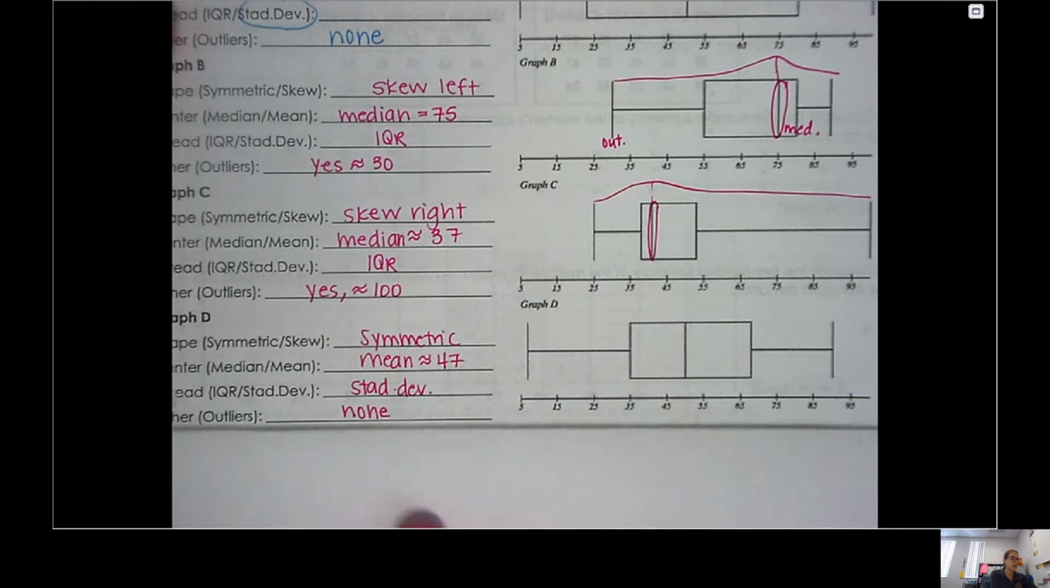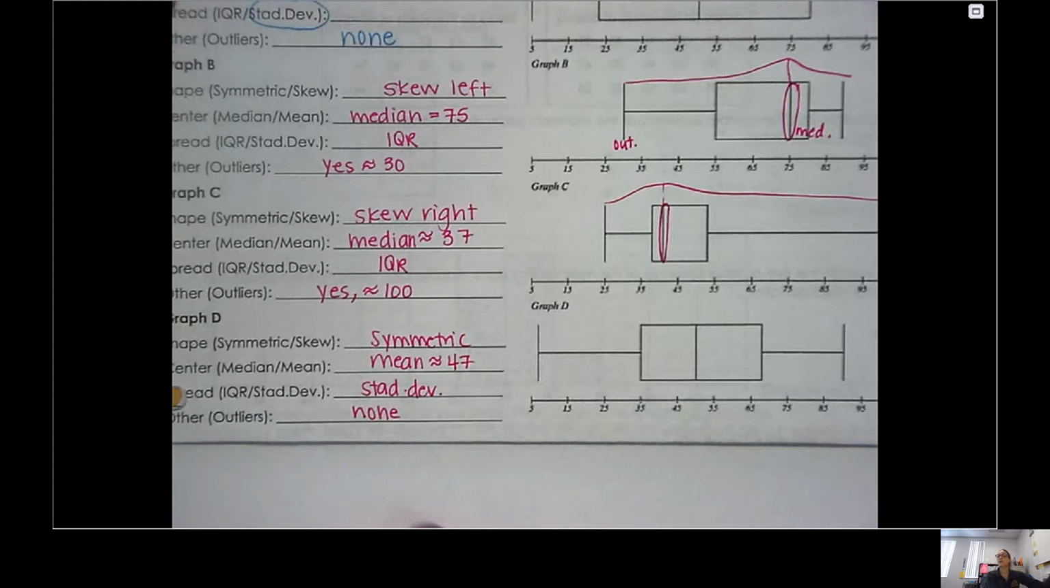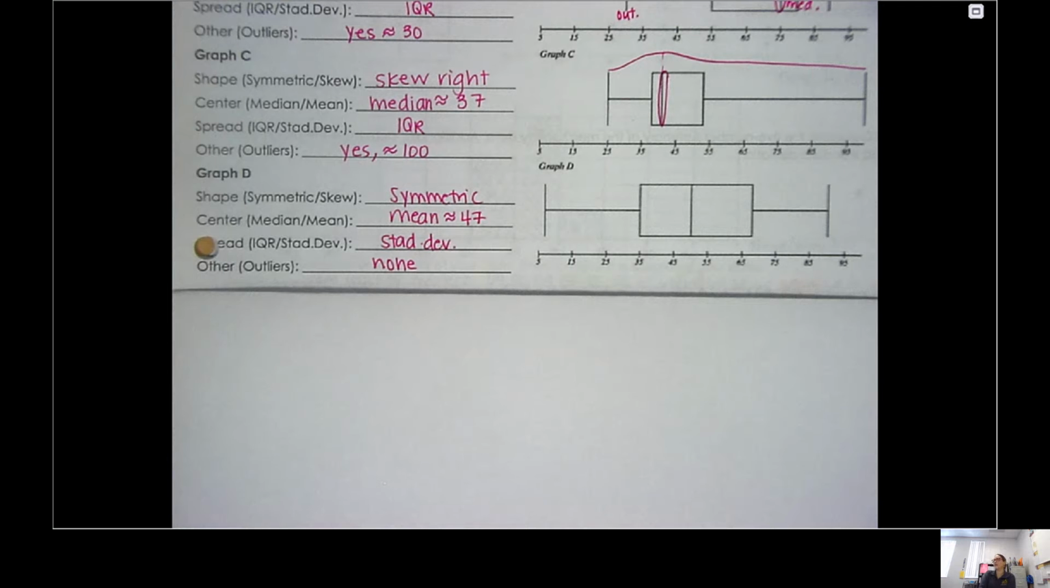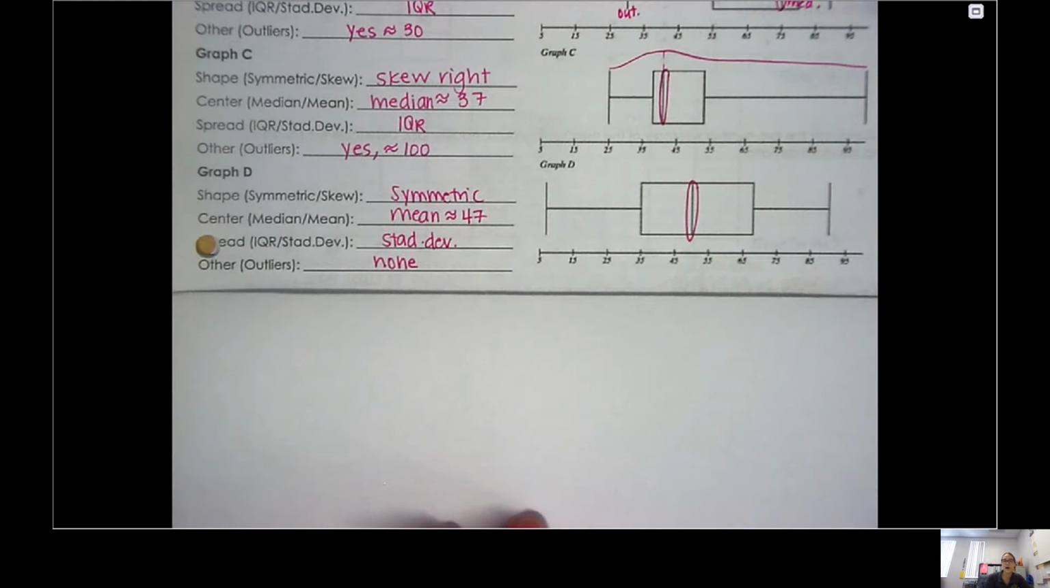Last one, graph D. I had a couple people ask me about this. Graph D is not going to be perfect, right? Your data is never going to be perfect. But if it has a very general symmetric shape, we call it symmetric. It's a little off, but it's okay to call it symmetric. The average, again, is right in the center. That's the mean right there. I said it's about 47. And there are no outliers because it's symmetric.